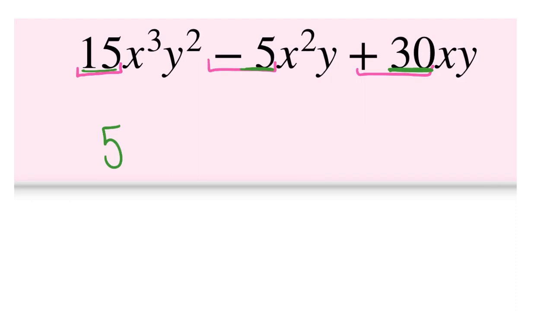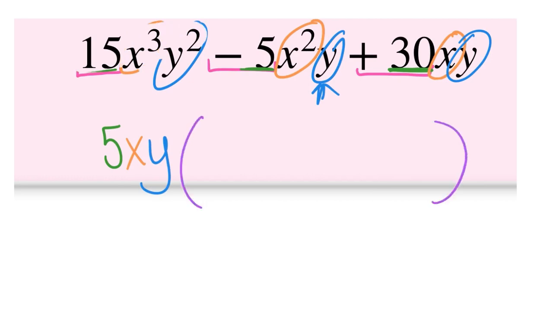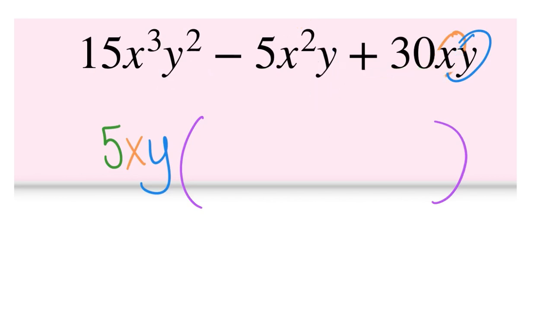Now we need to look at these letters. So let's start with the x's. Do they all have x's? Yes, they do. And remember, you can only take out the smallest amount that you see. This one only has 1. So I can only take out 1. So we're going to put one of those on the outside. And then let's look at the y's. There's 2 there, there's 1 here, there's 1 here. So I can only take out 1 because both of these terms only have 1 to give. So we're going to put 1 y there. And then we'll put our parentheses. And I'm going to clean this up a little bit so we can see what would be left.